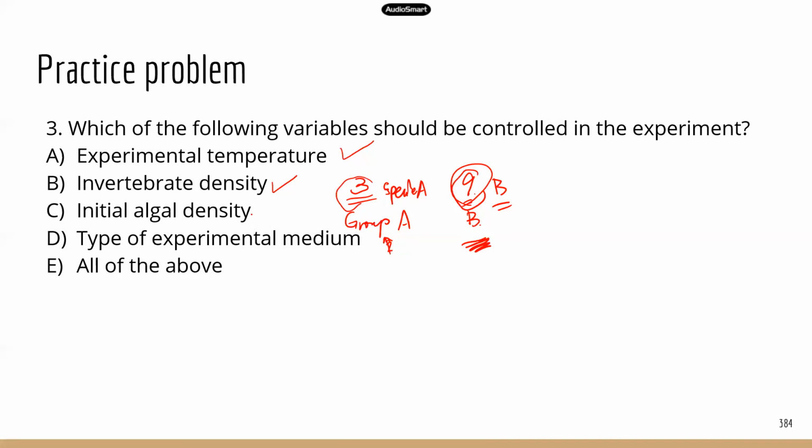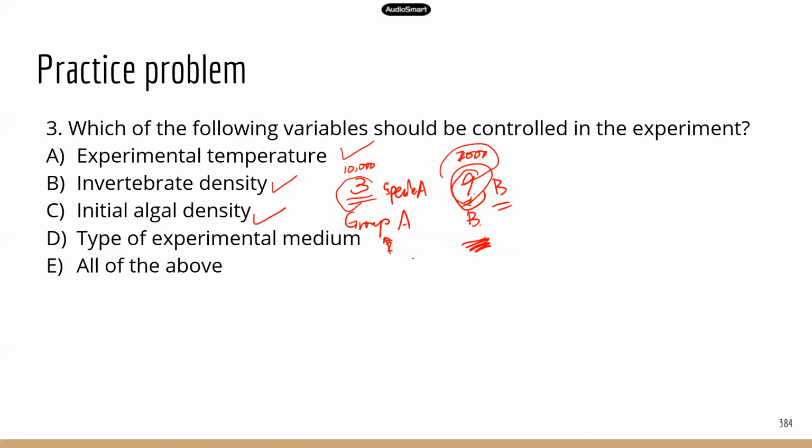C, initial algal density, yes, right? Let's say you put in 10,000 for species A, and then you only put in, let's say, 2,000 for group B. So again, if in the end you see a greater reduction, is it because species B is effective, or is it because you simply started with less algae, right? So in the end, you're going to get less algae. So C is also a correct answer.